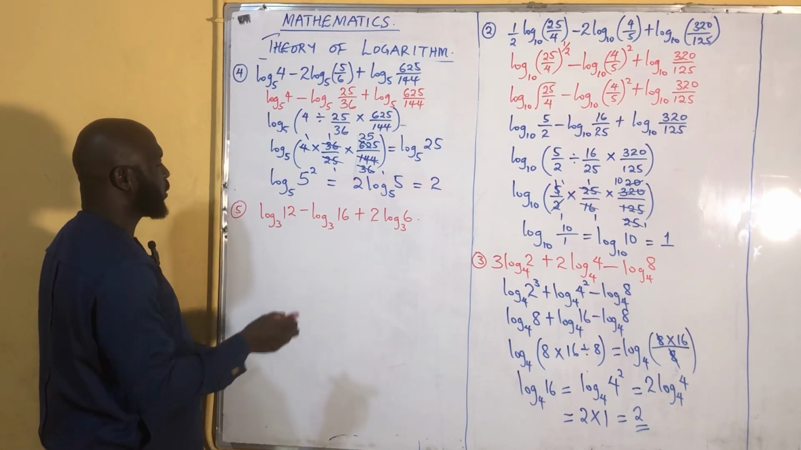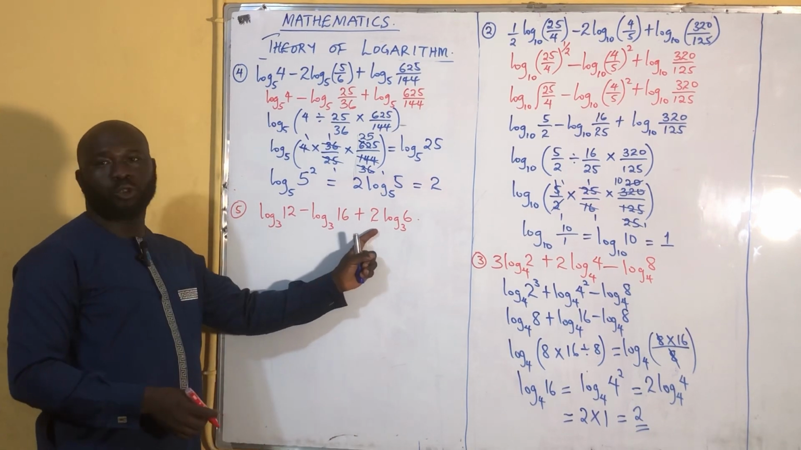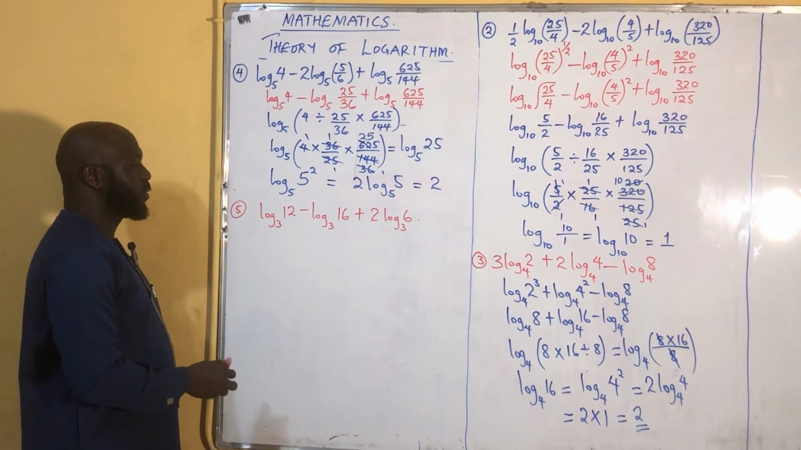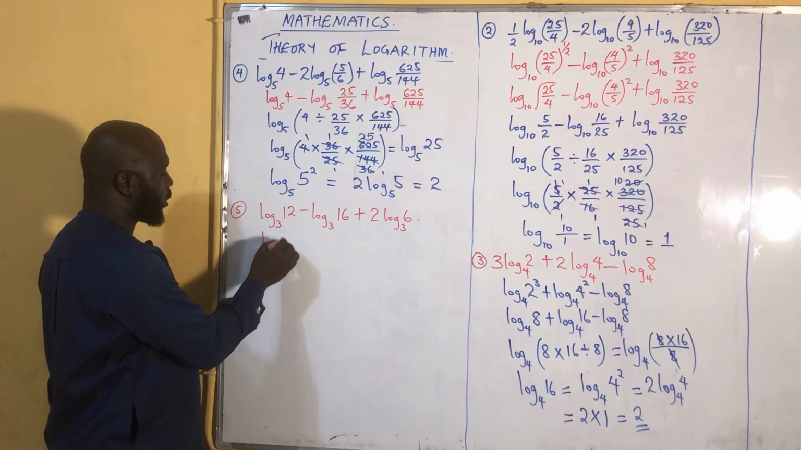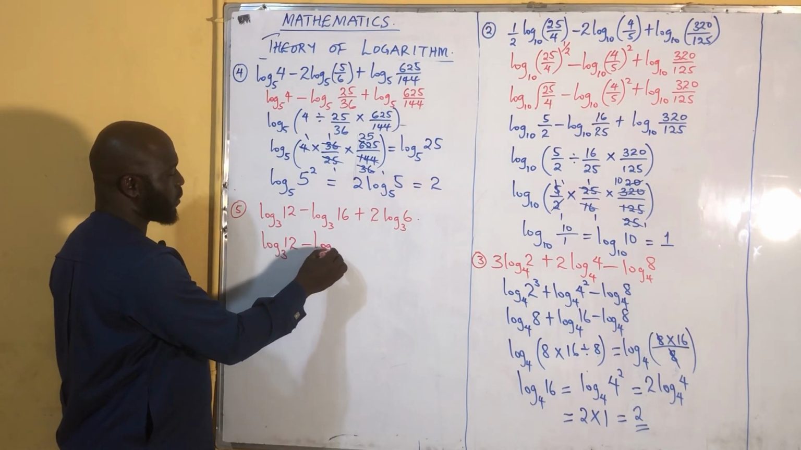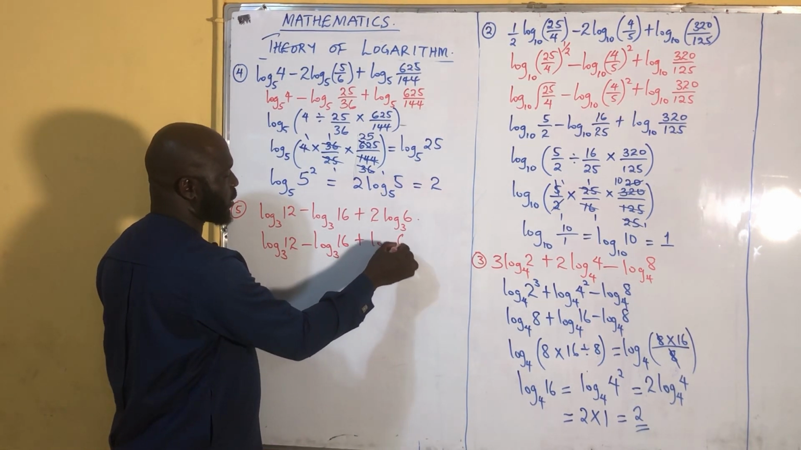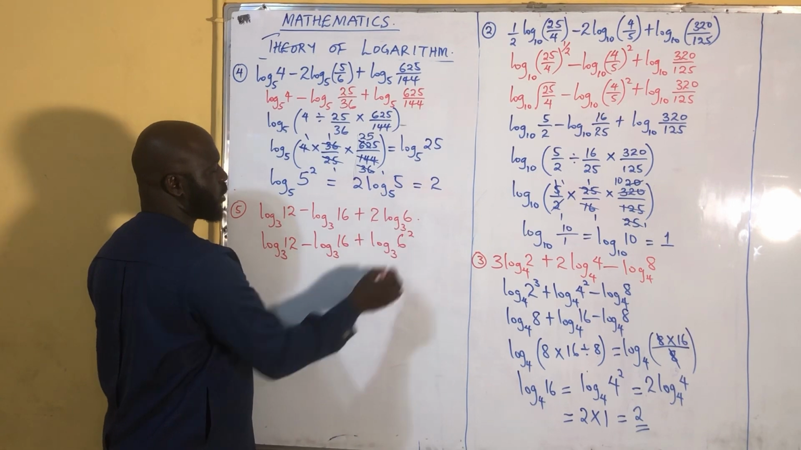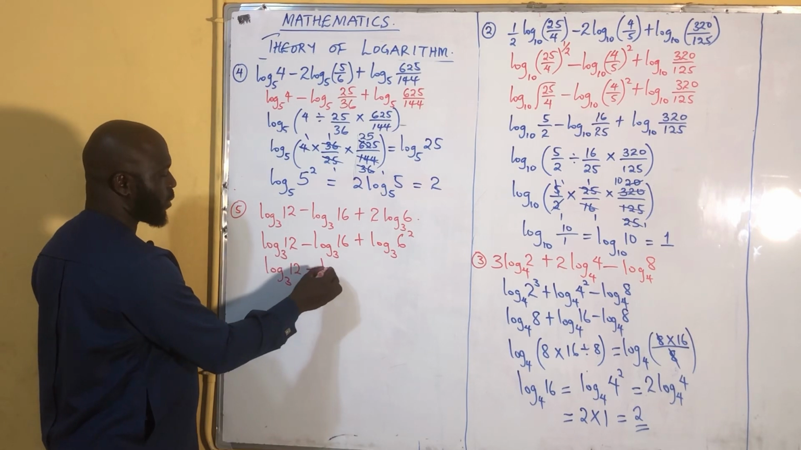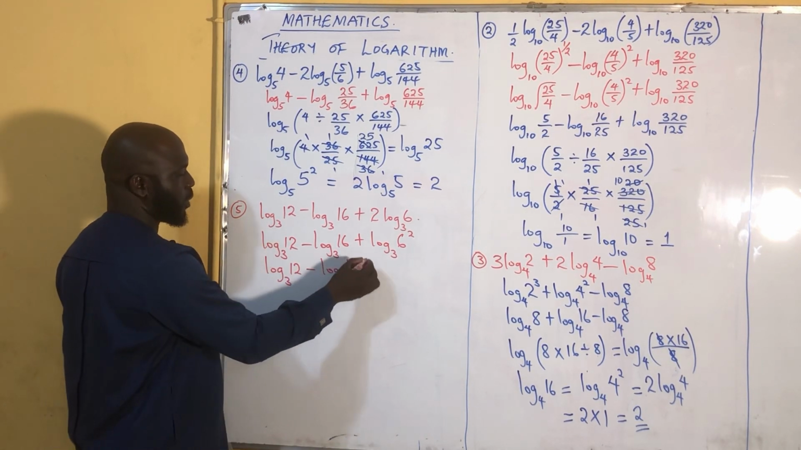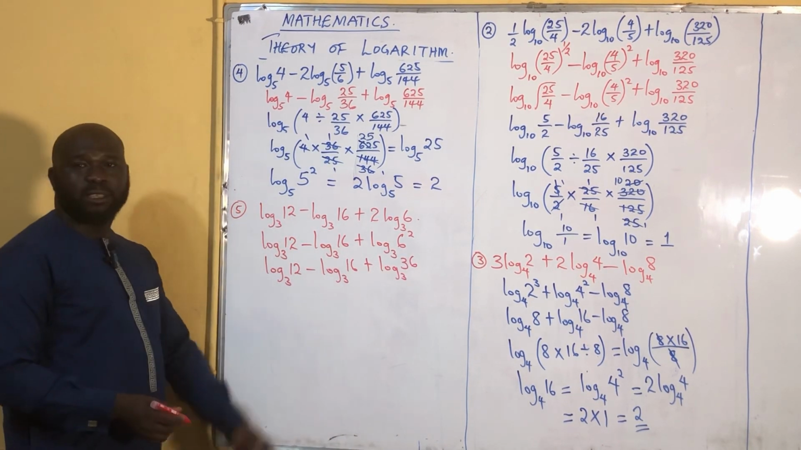The last question says logarithm in base 3 of 12 minus logarithm in base 3 of 16 plus 2 logarithm in base 3 of 6. So the only one we are tackling first is this. And that will give us logarithm in base 3 of 12 minus logarithm in base 3 of 16 plus logarithm in base 3 of 6, if this comes back to its original point, raised to power 2. So we have logarithm in base 3 of 12 minus logarithm in base 3 of 16 plus logarithm in base 3 of 36.